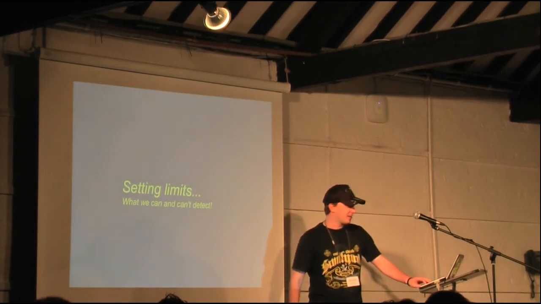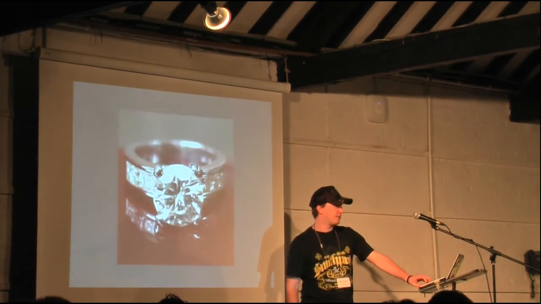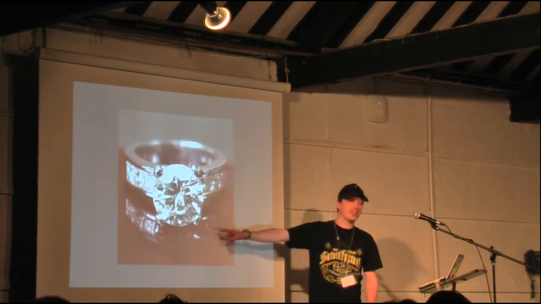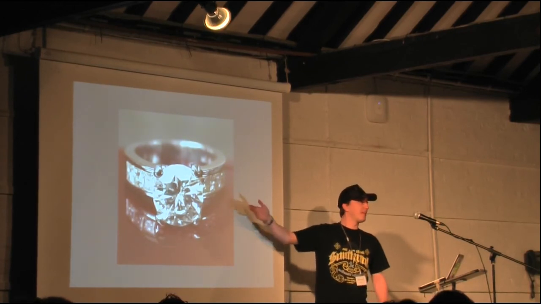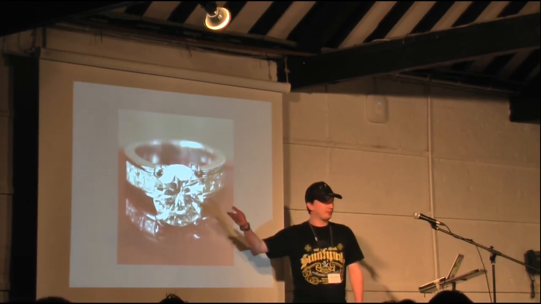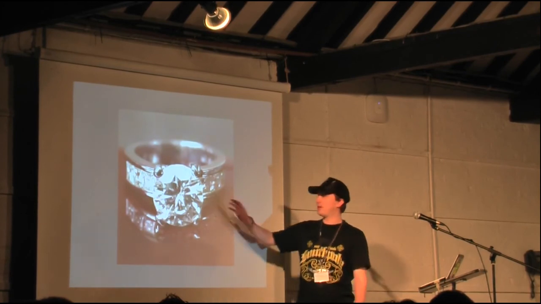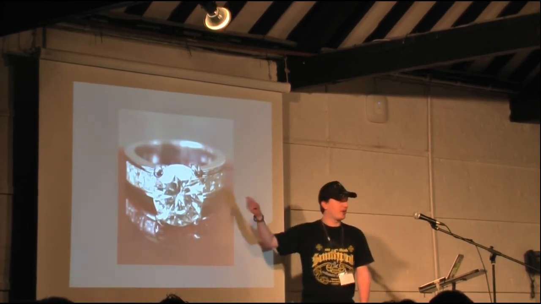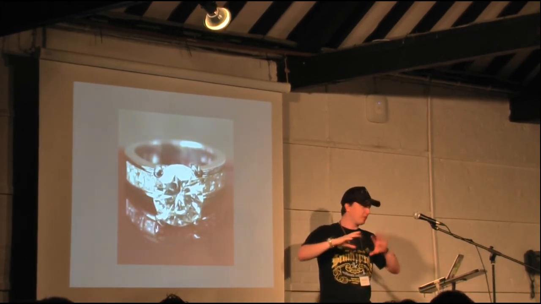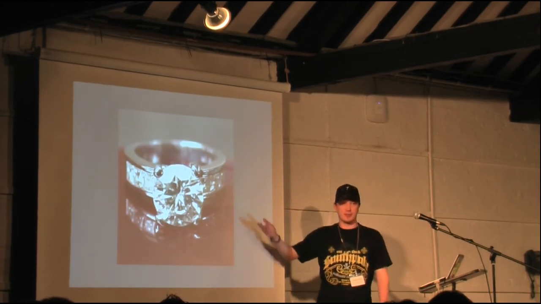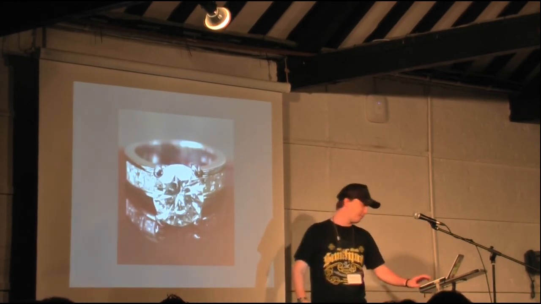Right, so, what can we detect and what can't we detect? Can anyone tell me if this is a moissanite or a diamond? Anyone? Moissanite's a fake diamond. No? Right, you can't tell that from an image. You can tell it in real life: you shine light into it, and if you get a bright rainbow effect, it's a moissanite; if you get a white one, it's a diamond. You can't tell that from a photo.